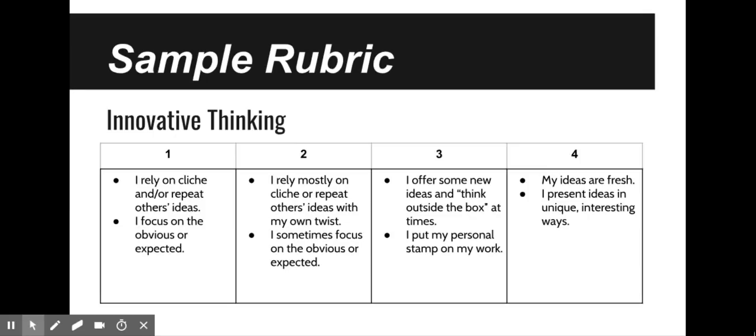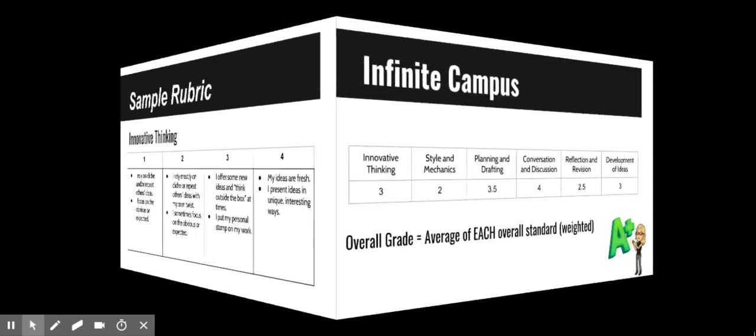So for the skill of innovative thinking, if you're at a 1, which is your basic level, I rely on cliche and repeat others' ideas. I focus on the obvious or expected. But as you're progressing, the target for this skill is I offer some new ideas and think outside the box at times. I put my personal stamp on my work, right? So there you are hitting that target. And then at that more advanced level, my ideas are fresh. I present ideas in unique, interesting ways. So you can see that progression. And I do also give the 0.5. So if you're falling somewhere in between, I do that as well.